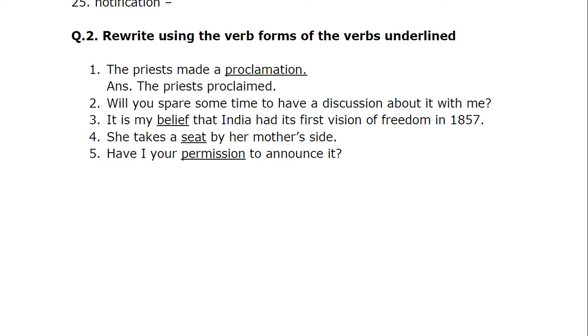It is my belief that India had its first vision of freedom in 1857. She takes a seat by her mother's side. Have I your permission to announce it? Okay, now in the fourth one, this may not apply because this word changes totally. It becomes to sit, but you will not write. So you have to think. I just told you to sit. So what is the present tense? What is the past tense? And what is the future tense? Here, what is this? This is present tense. So you will apply present tense over there.